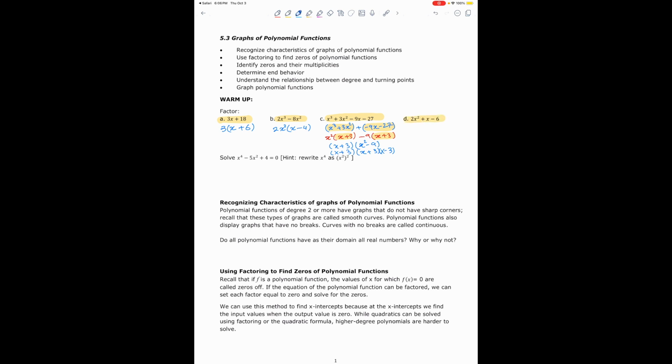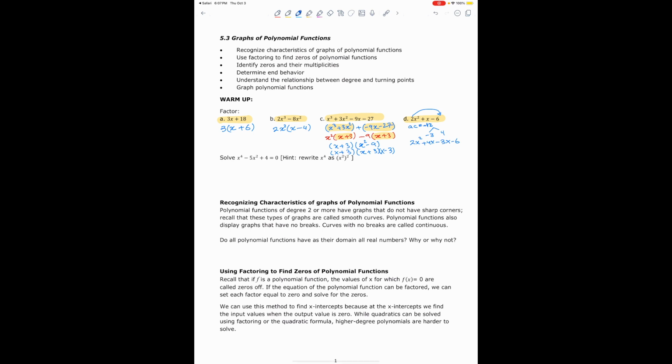D, I can factor because this is basically quadratic. So I'm going to use the AC method. So AC is equal to negative 12. I need 2 numbers. Their product is negative 12. Their sum is positive 1. That is negative 3 and positive 4. So I'm going to rewrite this as 2x squared plus 4x minus 3x minus 6.